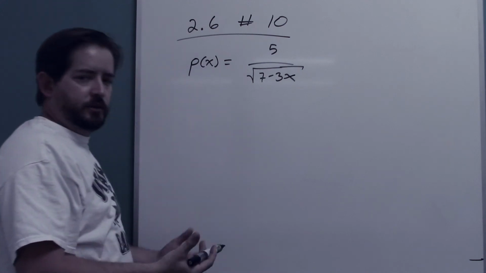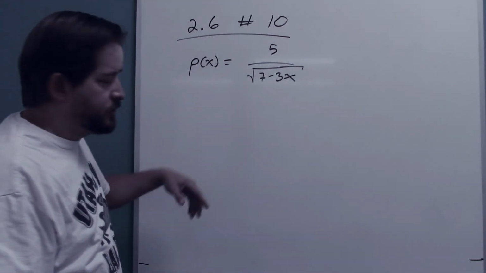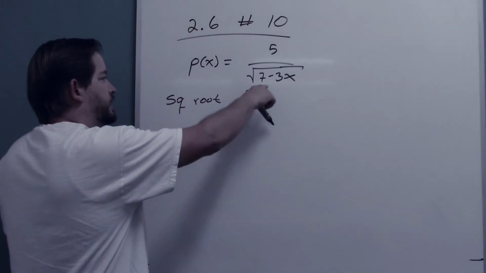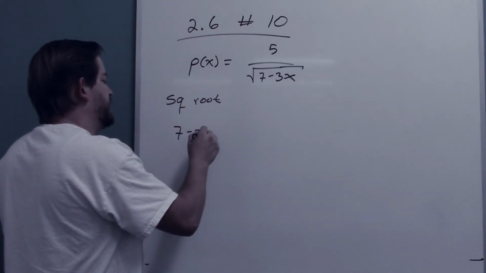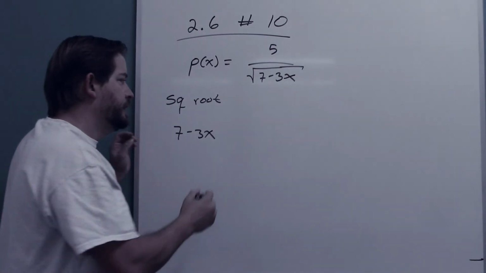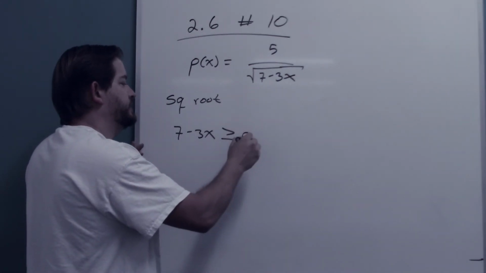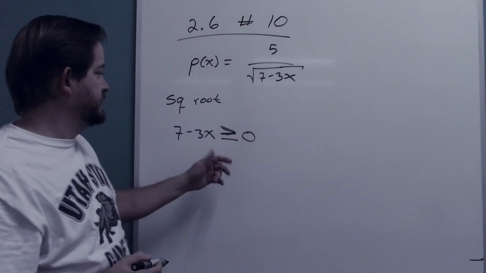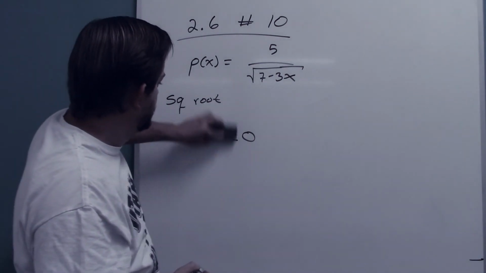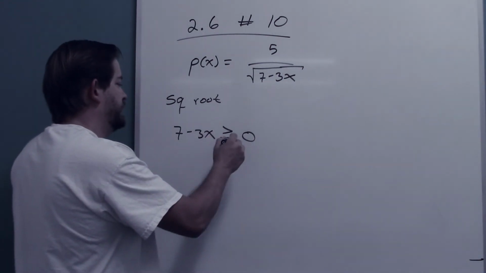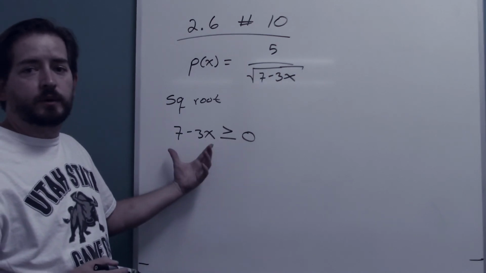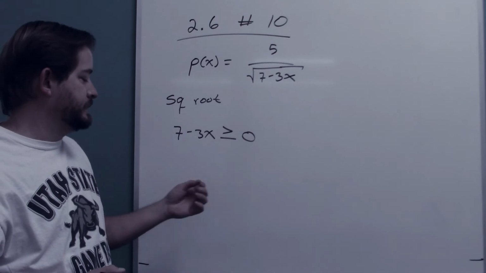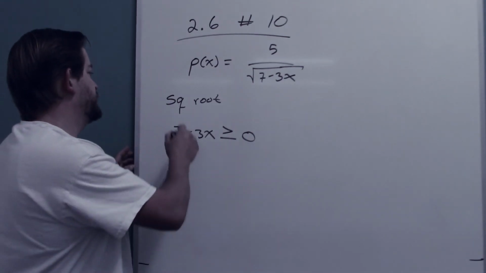So we have two domain issues here. The first I can see here is that we have a square root. So the square root tells us that 7 minus 3x, whatever's under that square root, is limited. It has to be greater than or equal to 0, because I can't take the square root of a negative number. And that's essentially what this is saying, right? I can take the square root of 0, I can take the square root of anything greater than 0, but I can't take the square root of anything negative or less than 0, right? So that's my first issue.